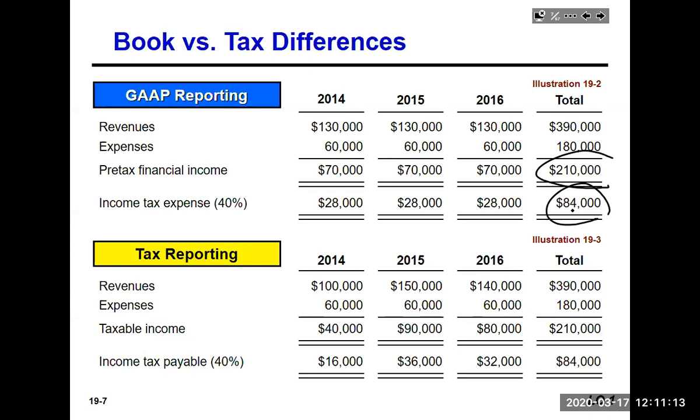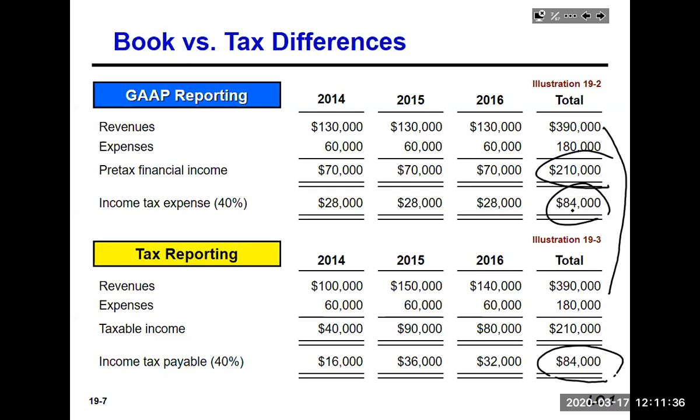But anyway, just in a broad sense, here you've got 100,000, 60, 150, 60, 140. See, over time, 390 is equal to 390, right? That doesn't change. And look at the income tax payable over time. So 84,000, that is a temporary difference. You're going to pay the same amount of tax. That's why it's a temporary difference.